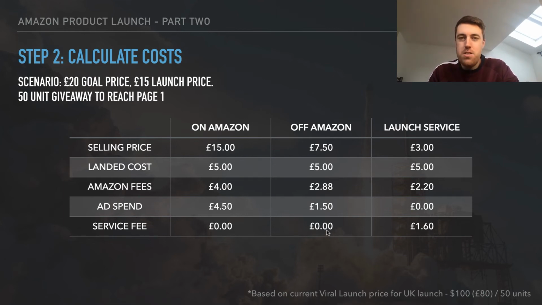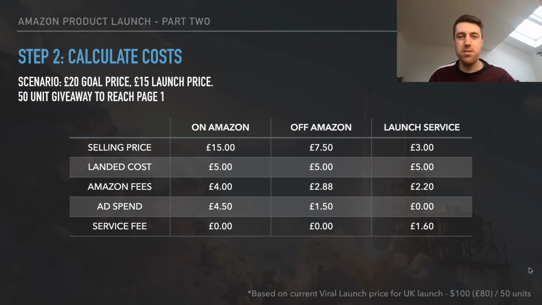Off Amazon, again, obviously no service fees, because presumably when you're launching, just starting out, you're going to be doing your Facebook advertising yourself. But of course, with the launch service, there is a launch fee. Now, I've based this on the current Viral Launch price for a UK launch, which is $100, which works out around about £80, just under at the moment. And that's then divided by 50 units, which is our scenario for this giveaway. Obviously lots of variables in that.